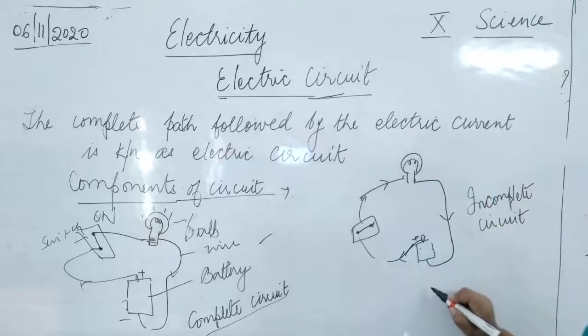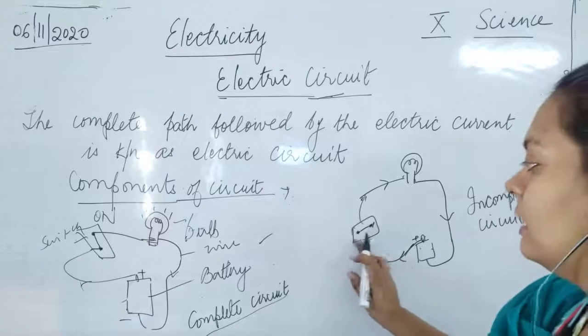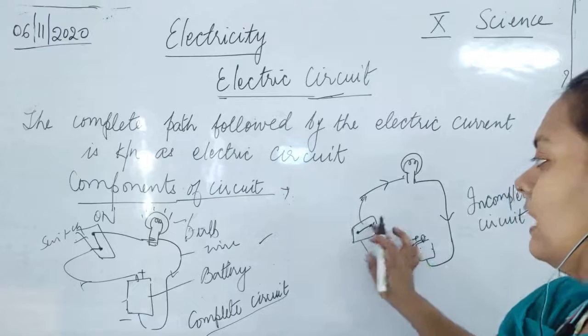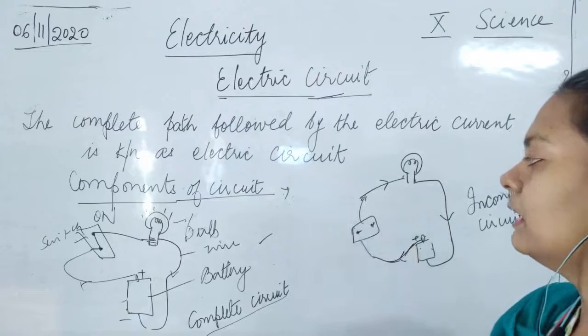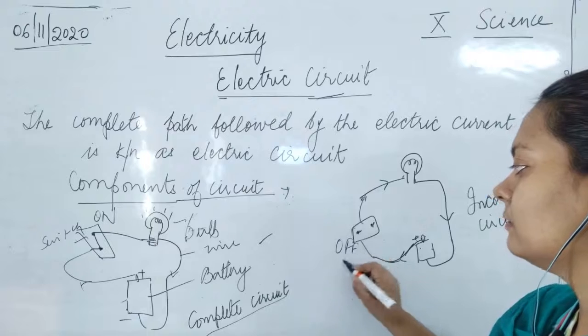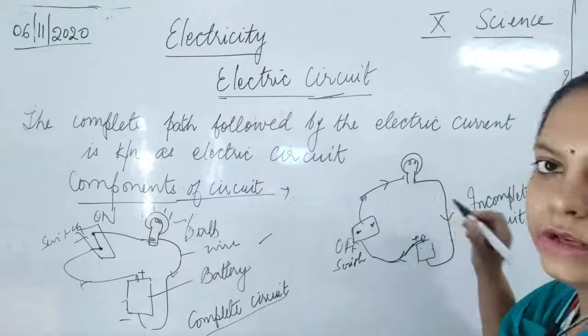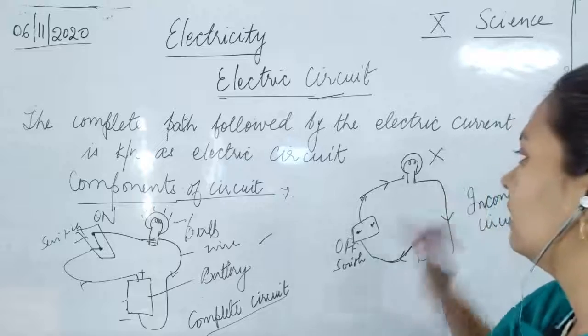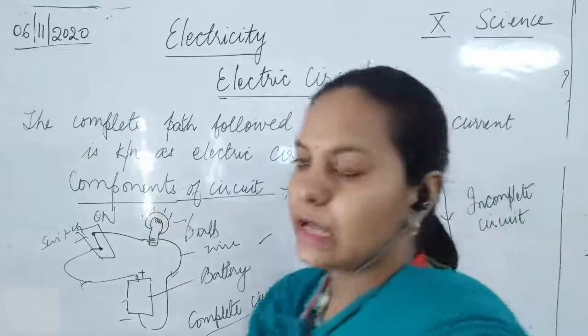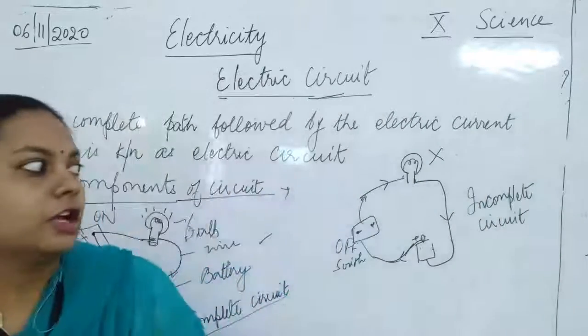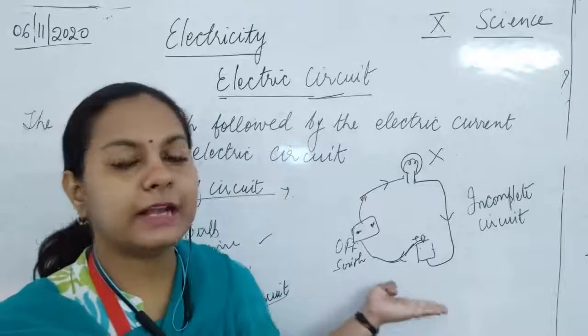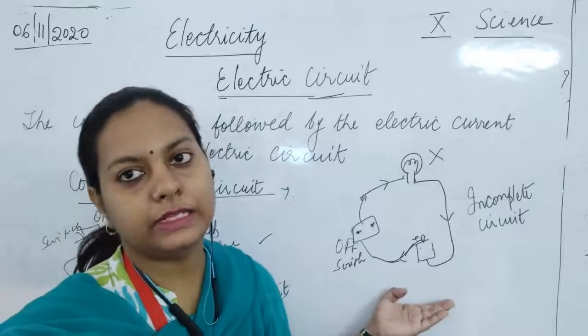This type of circuit is said to be a complete circuit. And what about this type of circuit? Here we have broken the wire in between, or suppose that wire is fine and this switch is open. Then the switch is in off condition. So will the bulb glow? No, this bulb is not glowing. So the bulb cannot glow, it means that the circuit is not complete. What do you understand by this? This is an incomplete circuit.